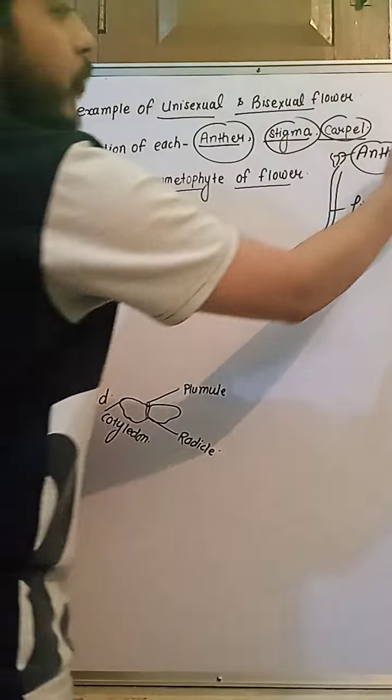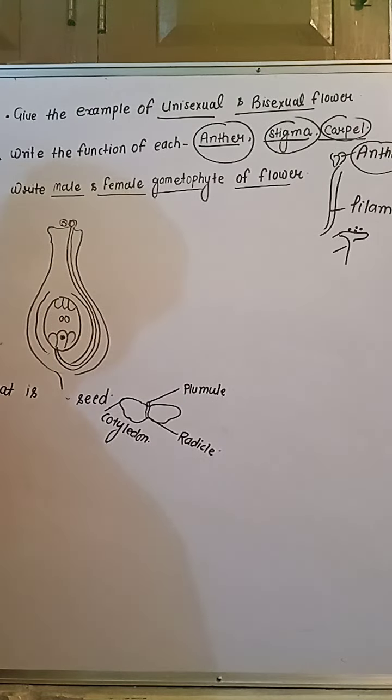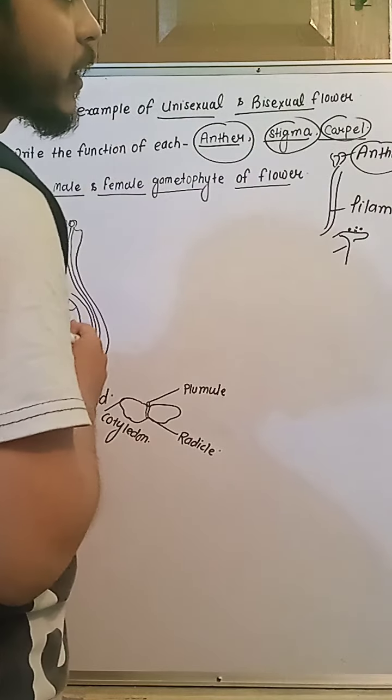Next one, write male and female gametophyte of the flower. Male gametophyte, that is pollen grain, which is formed inside the anther, and female gametophyte, that is embryo sac, which contains the female germ cell, that is egg cell. Clear?